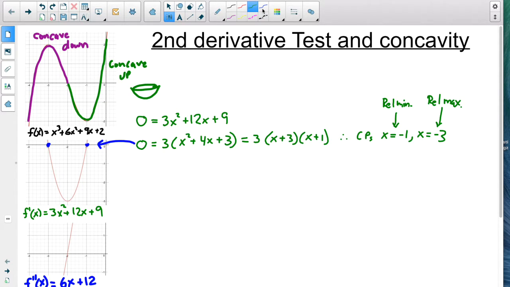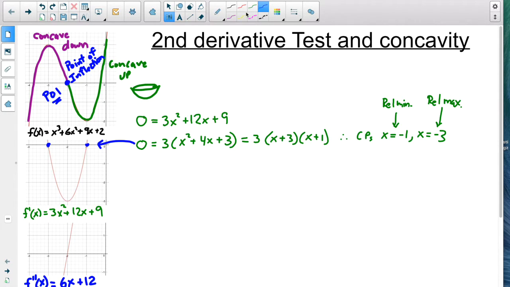And the point where that changes, this is called a point of inflection, okay? This is called a point of inflection, or POI. We call it poi. Point of inflection is where the bowls change, okay? It's also called a POI for short, makes it easier to talk about.